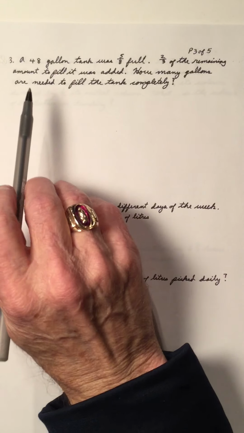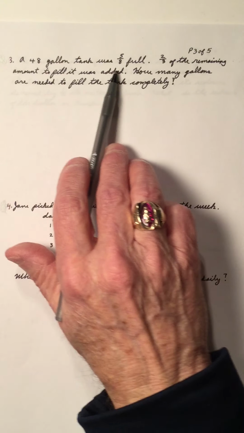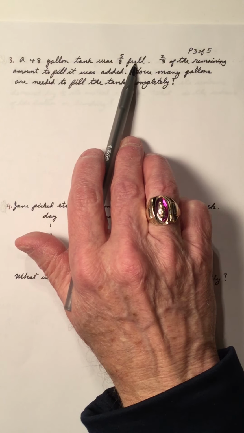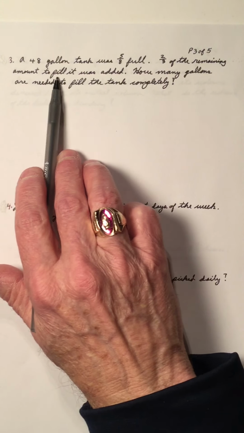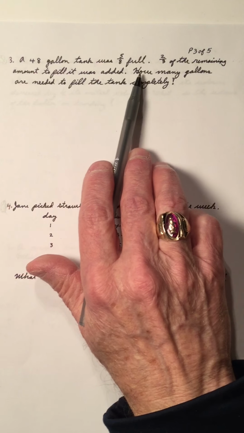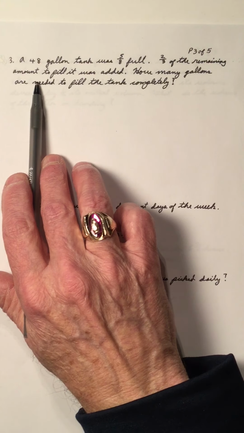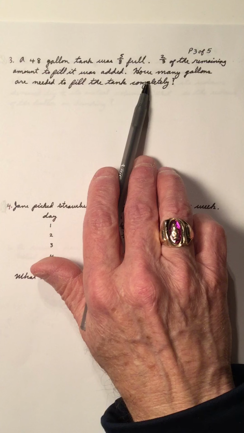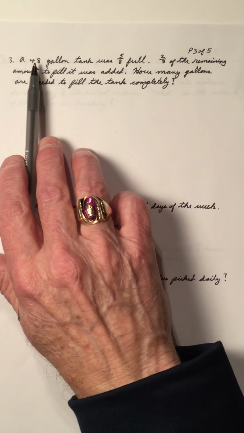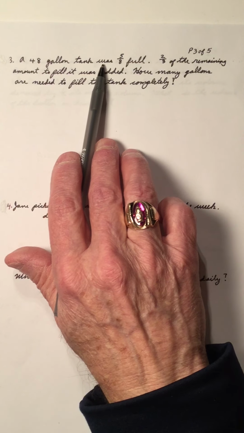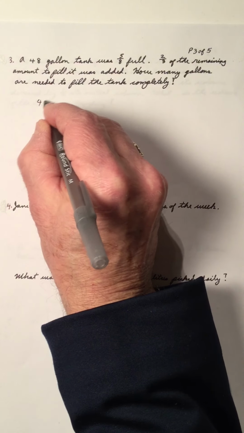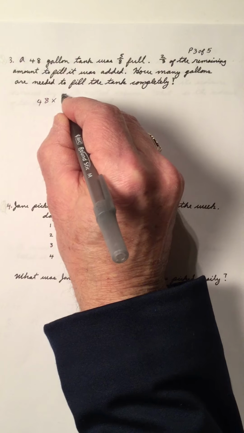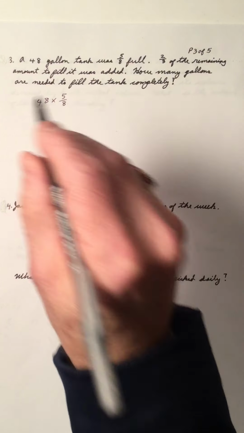Third problem, a 48-gallon tank was 5/8 full. 2/3 of the remaining amount to fill it was added. How many gallons are needed to fill the tank completely? Well, we have 48 gallons in the tank that was 5/8 full. So that means 48 gallons times 5/8. That will give us the number of gallons that was in the tank.